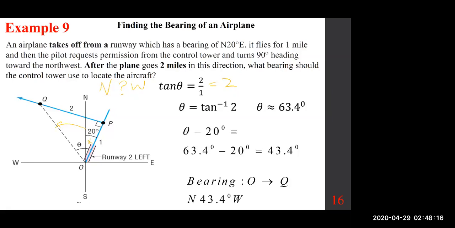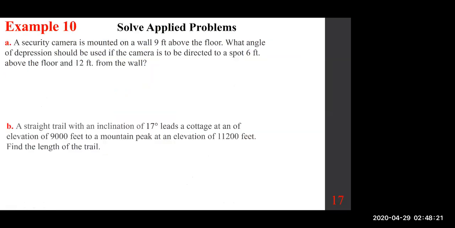So here's the next one. We have a couple of examples here. So let's start with the first one, completely ignore part B. Let's look at part A. Could somebody be kind enough to read it for us, please? A security camera is mounted on a wall 9 feet above the floor. What angle of depression should be used if the camera is to be directed to a spot 6 feet above the floor and 12 feet from the wall? Thank you so much. Okay, this is great.